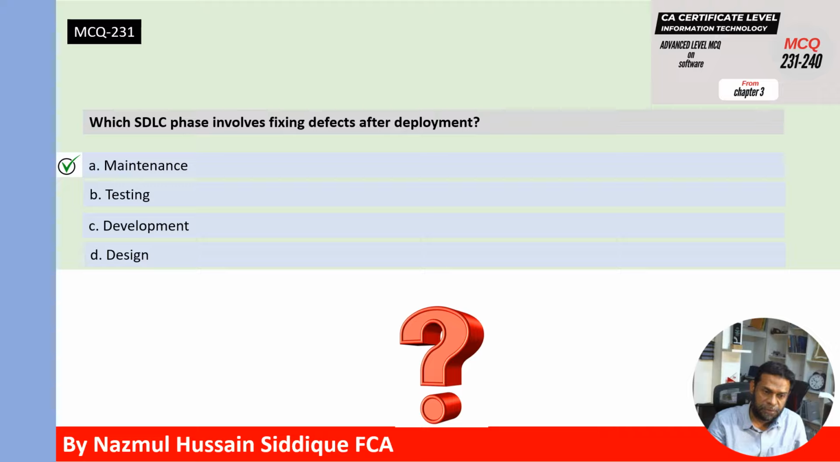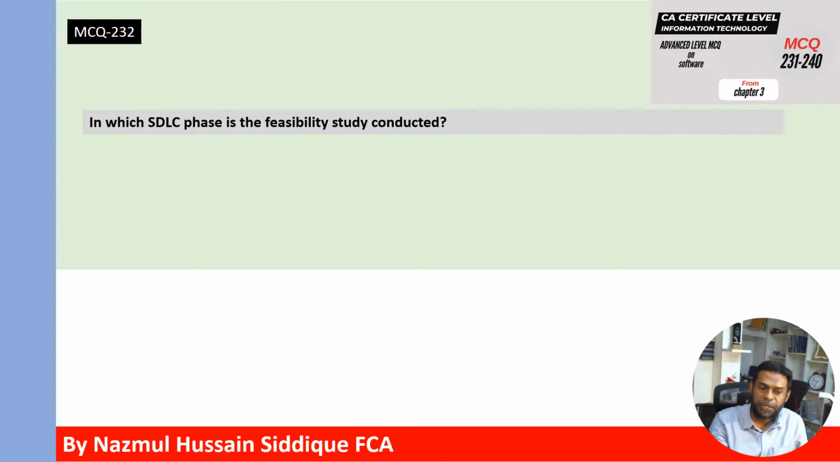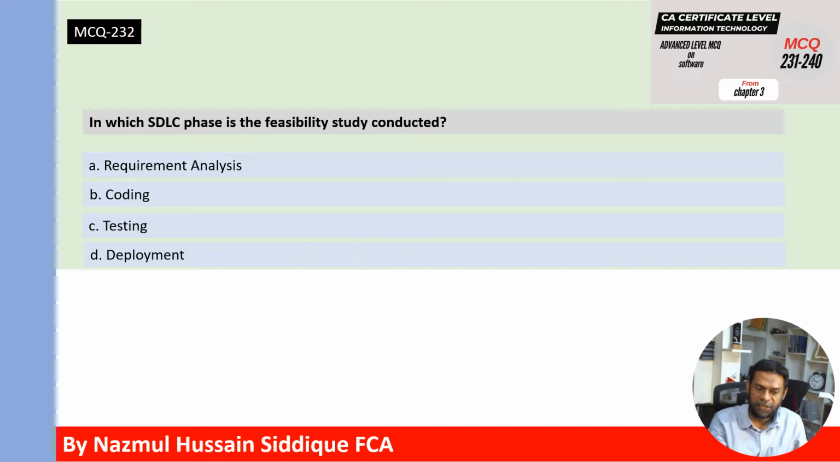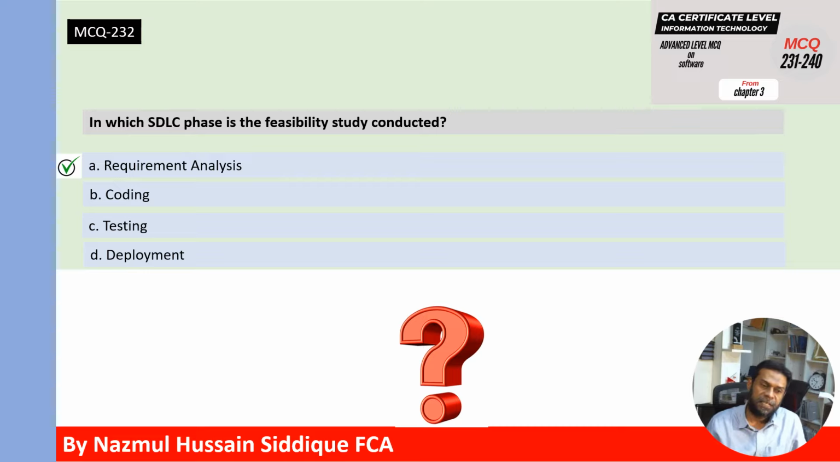Next question. In which SDLC phase is the feasibility study conducted? A. Requirement analysis. B. Coding. C. Testing. D. Deployment. In which SDLC phase is the feasibility study conducted? Correct answer is A. Requirement analysis is the SDLC phase in which the feasibility study is conducted.